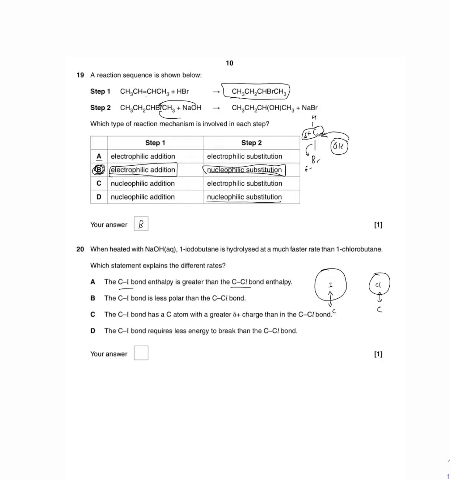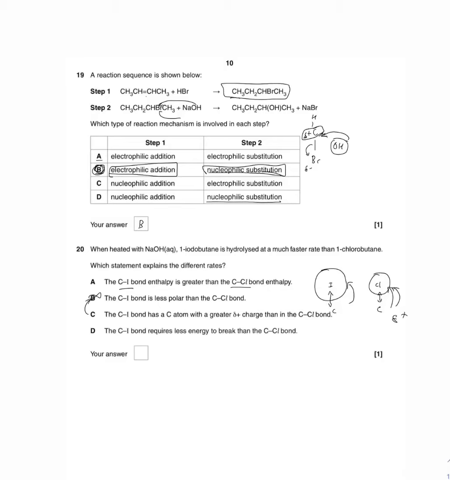B says the C-I bond is less polar than the C-Cl bond. That is also not true, as the chlorine is closer to the carbon, so it's more likely to pull the electrons closer than the further away iodine will. C says the C-I bond has a carbon atom with a greater slightly positive charge than the C-Cl bond. That is also not true, because it again relates to B. If the chlorine is pulling the electrons closer, the carbon would be more positive in this rather than that.